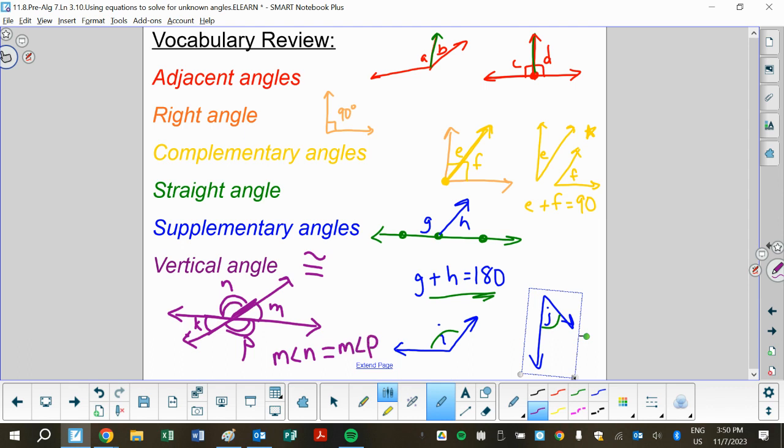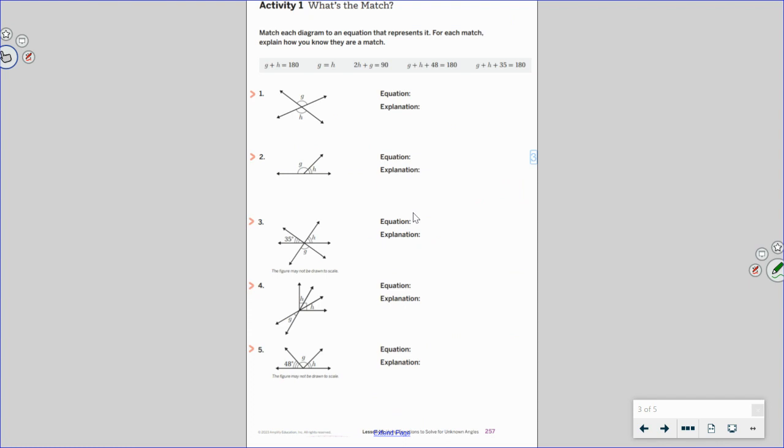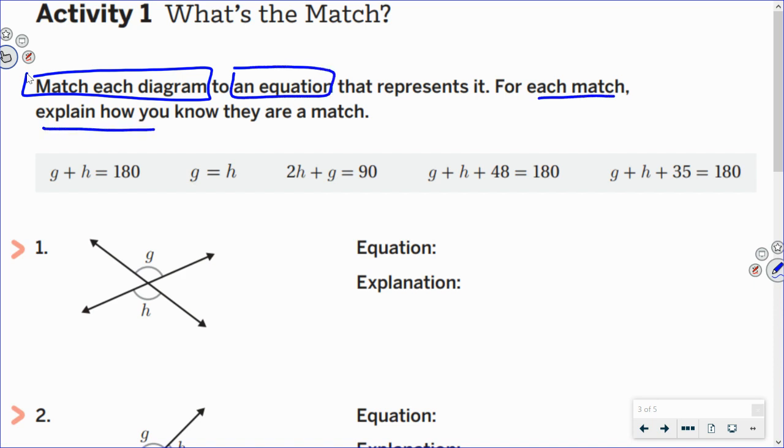All right, so that was a little review. If you need to, go back, watch it again. Meanwhile, for the rest of us, let's go onward to activity 1. I'm going to do a couple of these and then you'll take over from there. First part of the directions: match each diagram to an equation that represents it. For each match, explain how you know that they are a match.